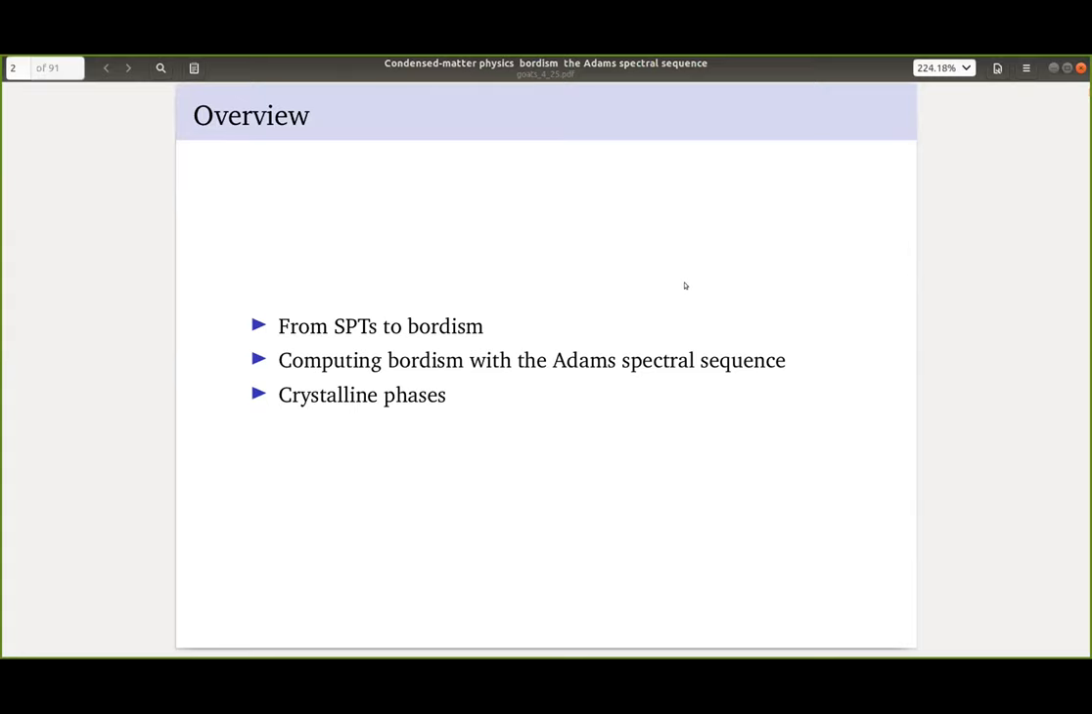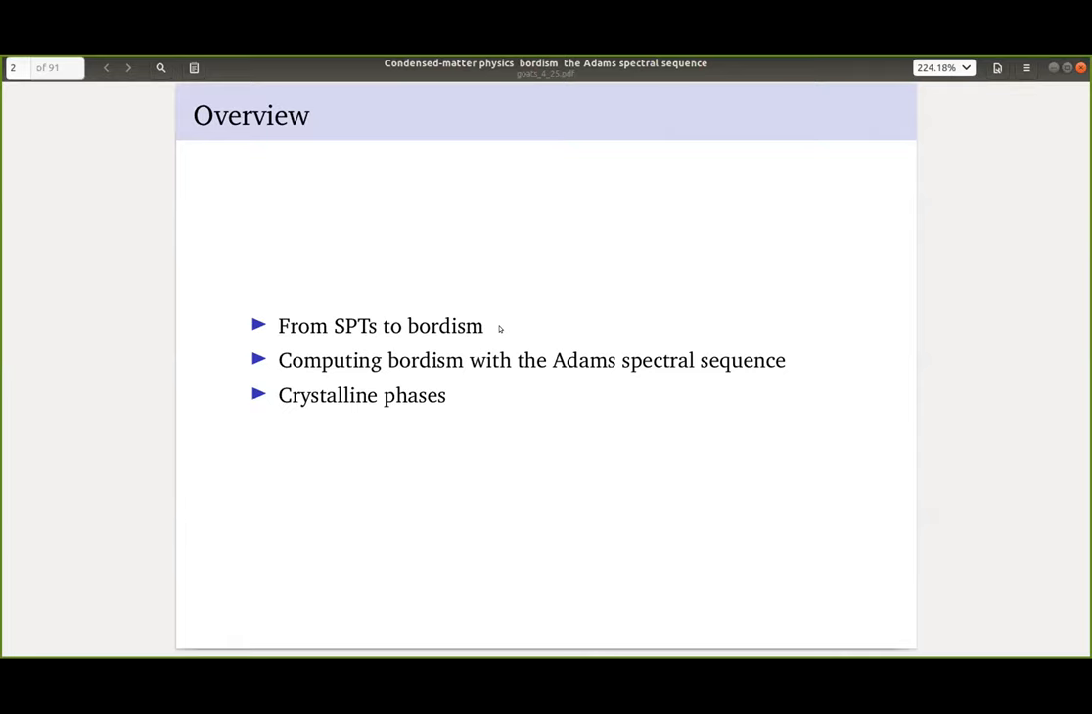Okay, this talk will be in three parts. First is from SPTs to Bordism. SPTs are the condensed matter physics application. I'll say very briefly what that is and spend a little more time talking about Bordism, which is a mathematical tool that allows us to understand this physics question. This is related to the homology cobordism that was in the previous talk, but they're not exactly the same.